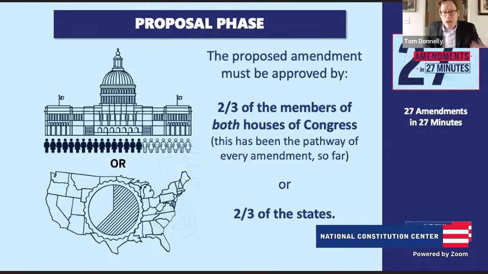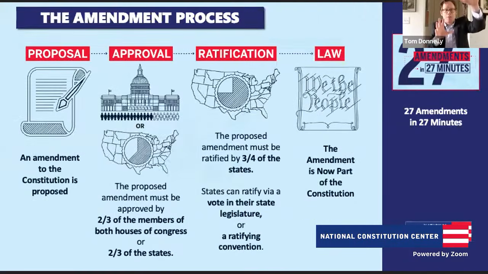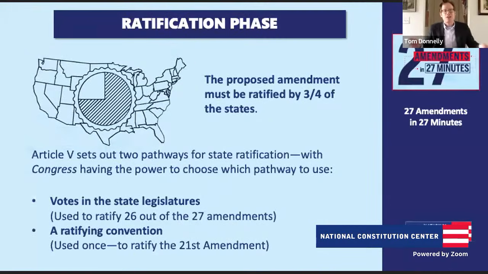Now, every amendment that we have in the Constitution, all 27 of them, came through that first proposal phase through Congress. But you can see there are two ways, one from Congress and one bubbling up from the states. The other part of the amendment process is ratification. So if you get your 2/3 vote in the House, 2/3 vote in the Senate, that's not the end of the process. Your amendment is then sent to the states for ratification, and Congress gets to determine whether ratification happens through state legislatures or specially called state ratifying conventions. But either way, you have to then get 3/4 of the states to support your amendment.